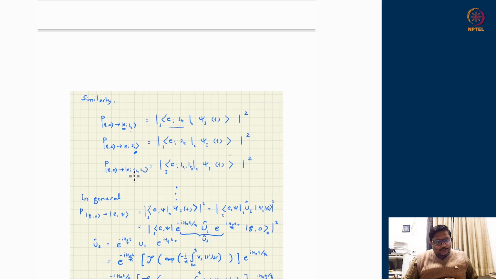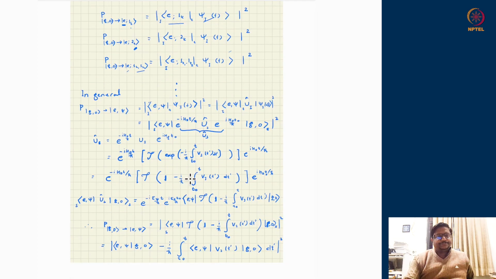Similarly, I can ask another question: what is the probability of one excitation in the field sector and excitation state of the atom? Again, this projection will tell me the answer. One can further ask, what is the likelihood that the atom remains non-excited, the atom remains in the ground state, and the field only excites? All these things can be obtained from psi I(t) and taking its various projections.